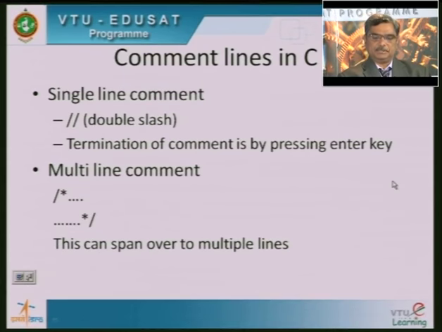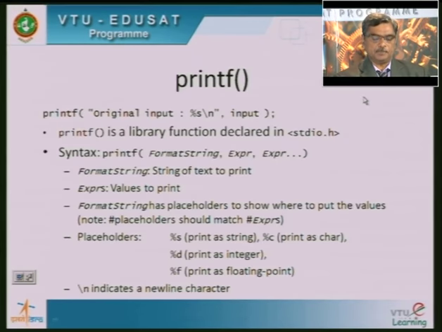And the comment lines. Any line which starts with two slashes, whatever you write there, is called a comment line. If you want multiple lines to be made into a comment, then you use slash star, and end with star slash. All these lines will be taken as a comment. This is what we observed.